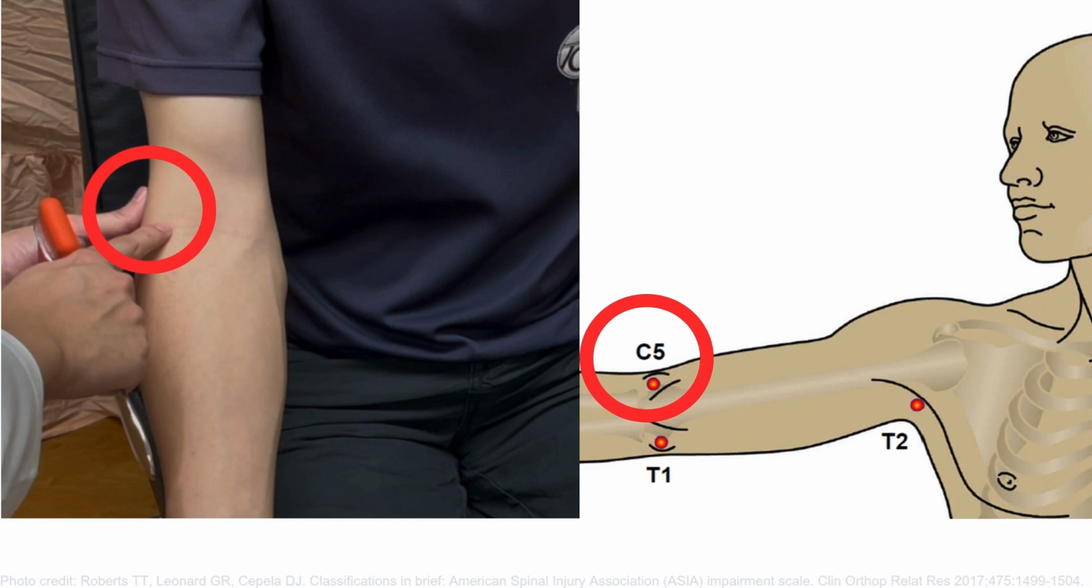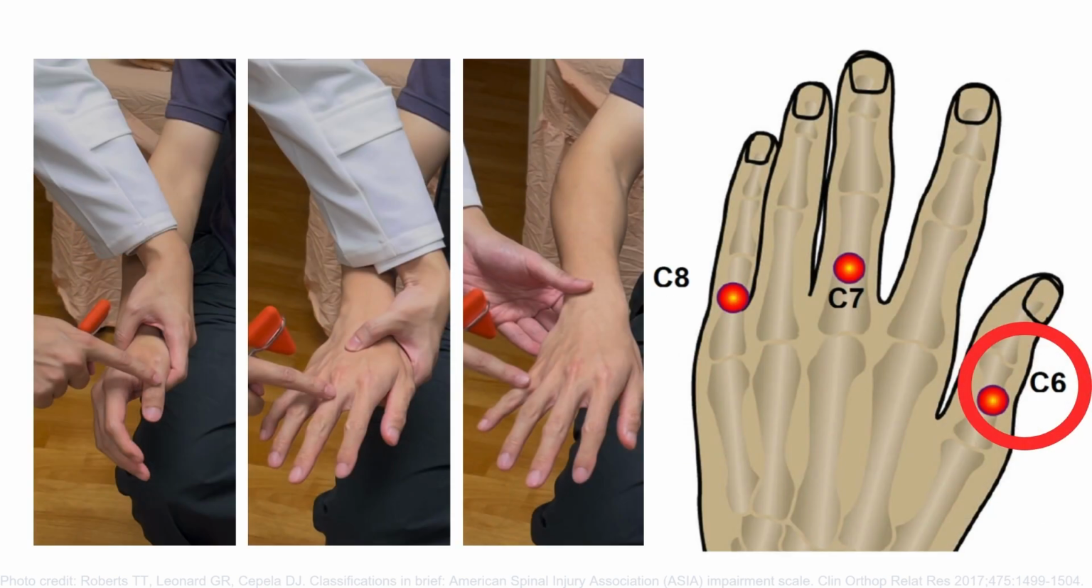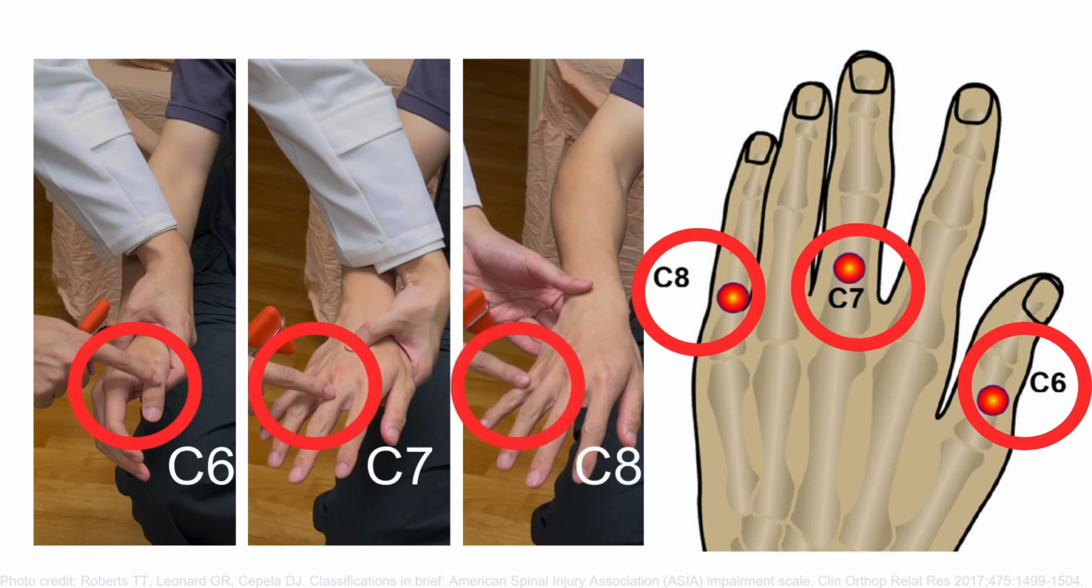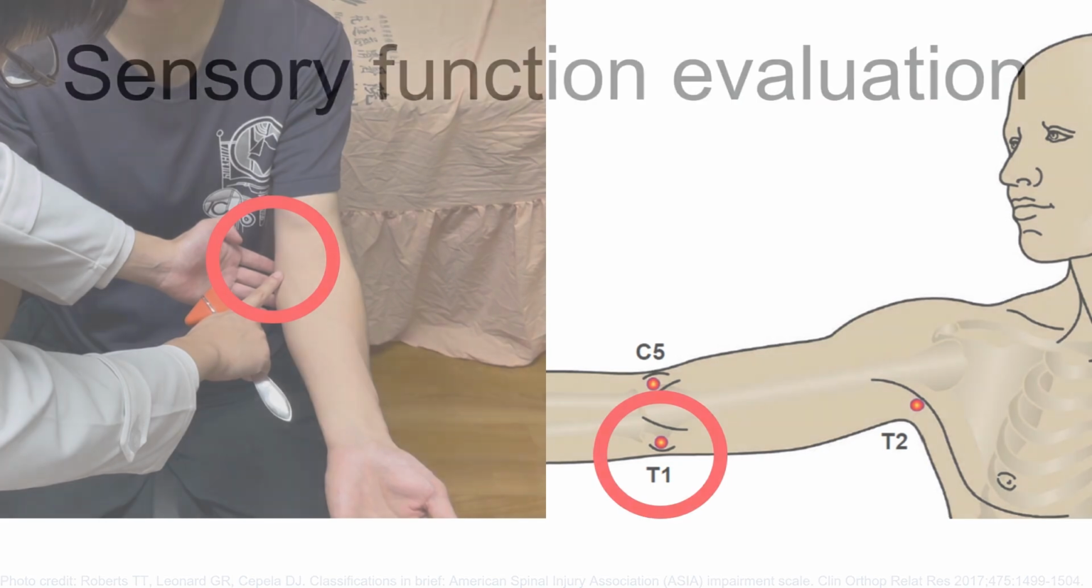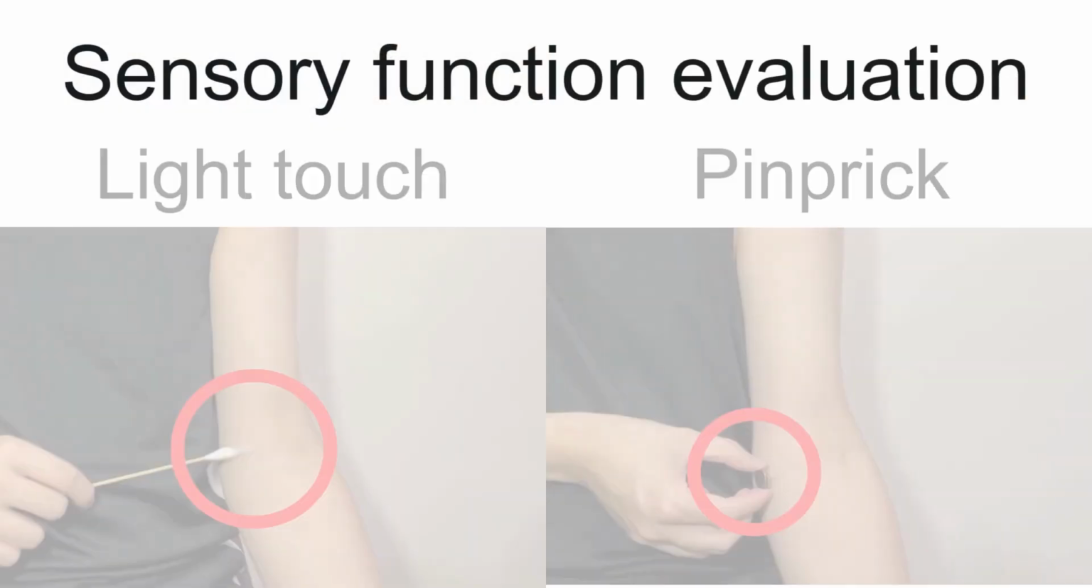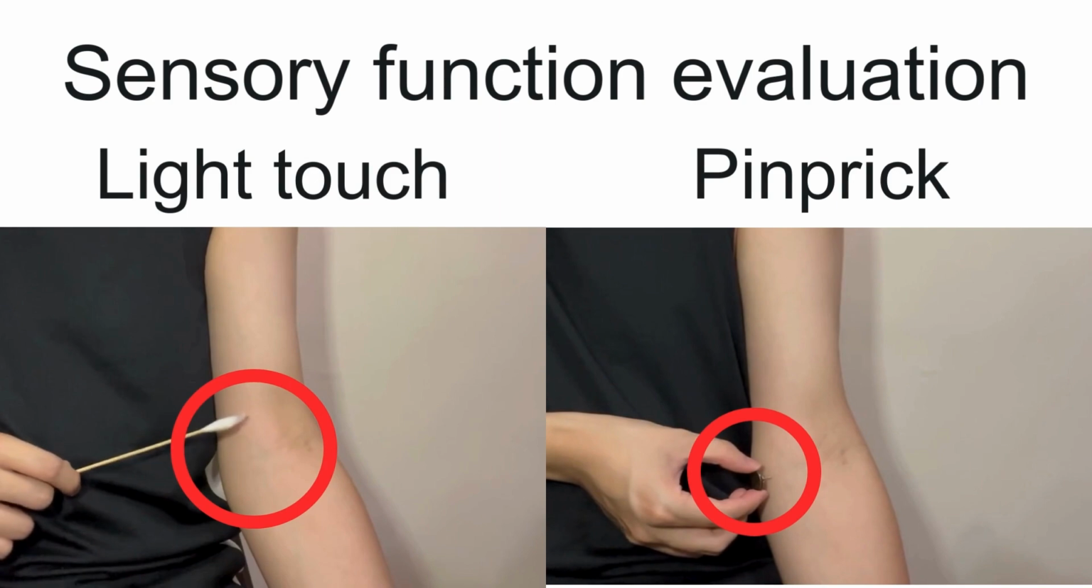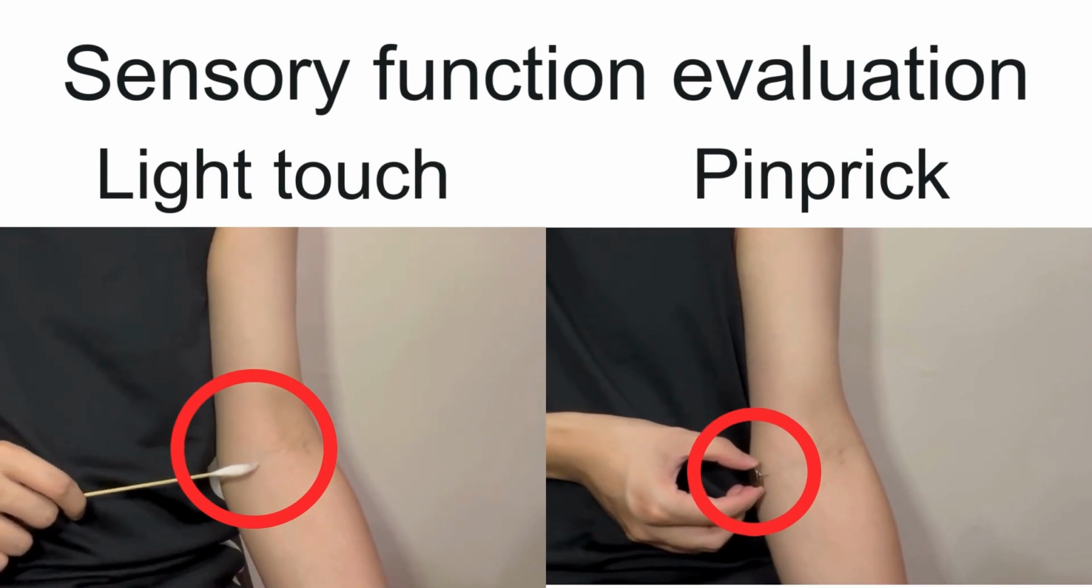C5 is on the lateral side of the antecubital fossa, just above the elbow. C6, C7, and C8 correspond to the dorsal surface of the proximal phalanges of the thumb, middle finger, and little finger respectively. T1 is located on the medial side of the antecubital fossa, just proximal to the medial epicondyle of the humerus. To evaluate sensory function, light touch and pinprick testing should be performed at each of these key points.